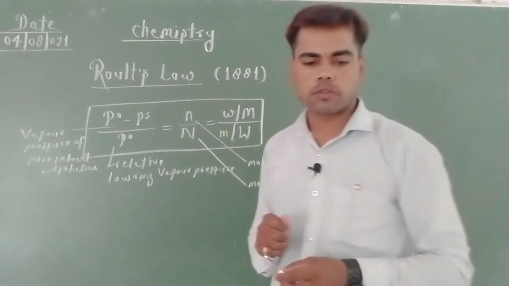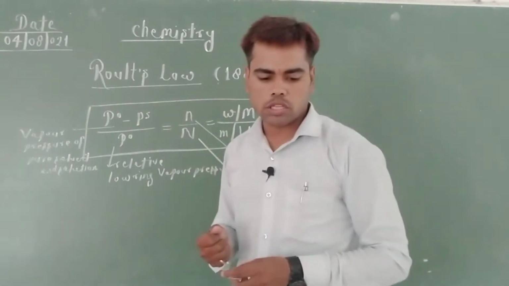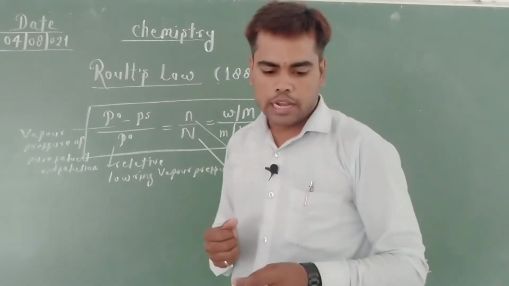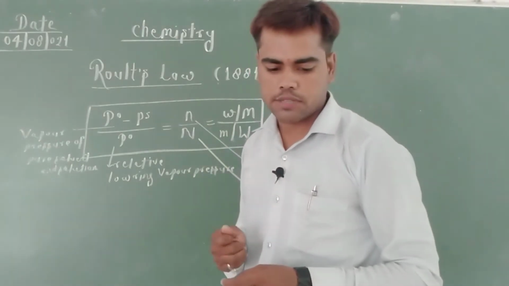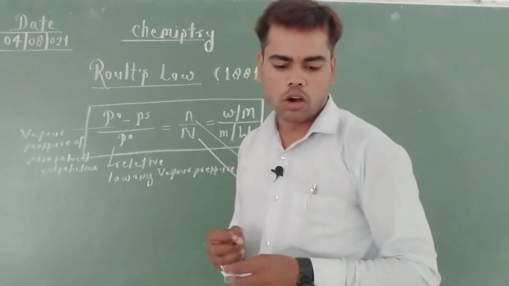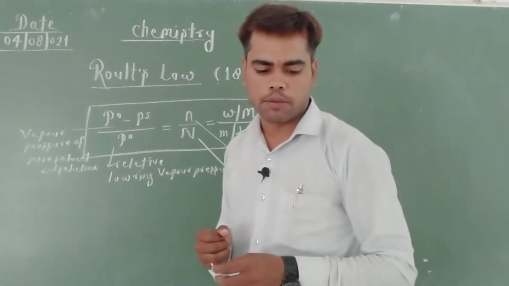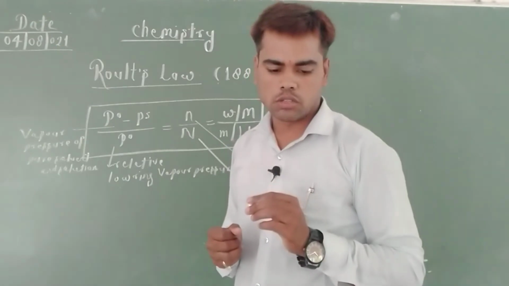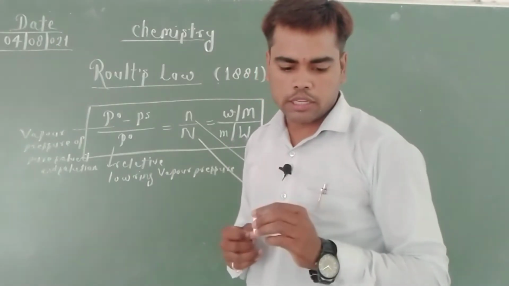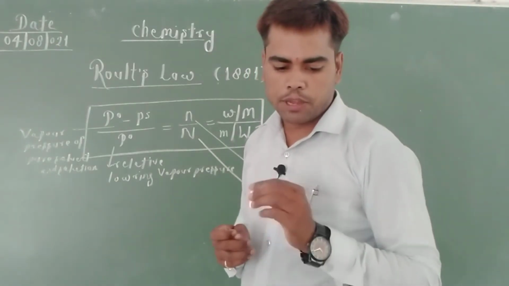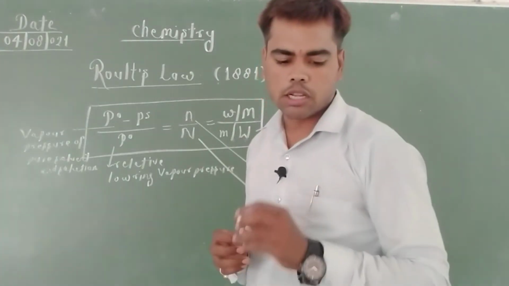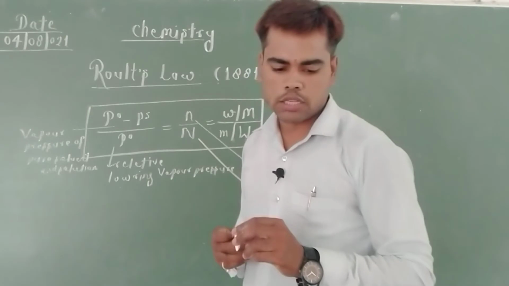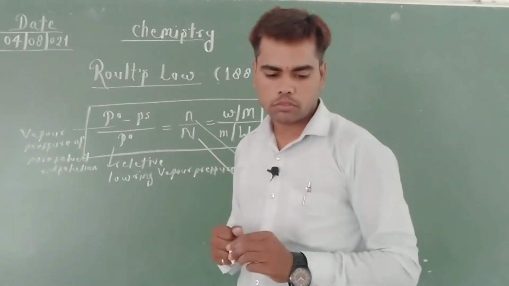Now in your textbook there is a numerical given: at a temperature, the vapor pressure of pure benzene, C6H6, is 640 mmHg. On dissolving 2.175 gram of non-volatile solute in 39.0 gram benzene, the vapor pressure of the solution is found to be 600 mmHg. Calculate the molecular mass of solute.